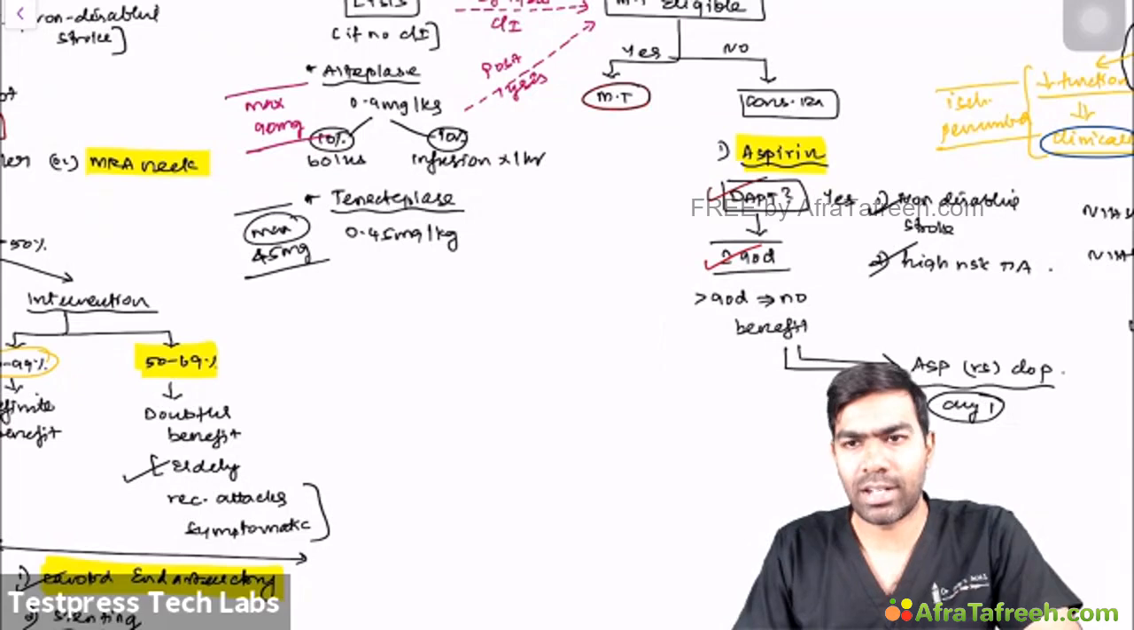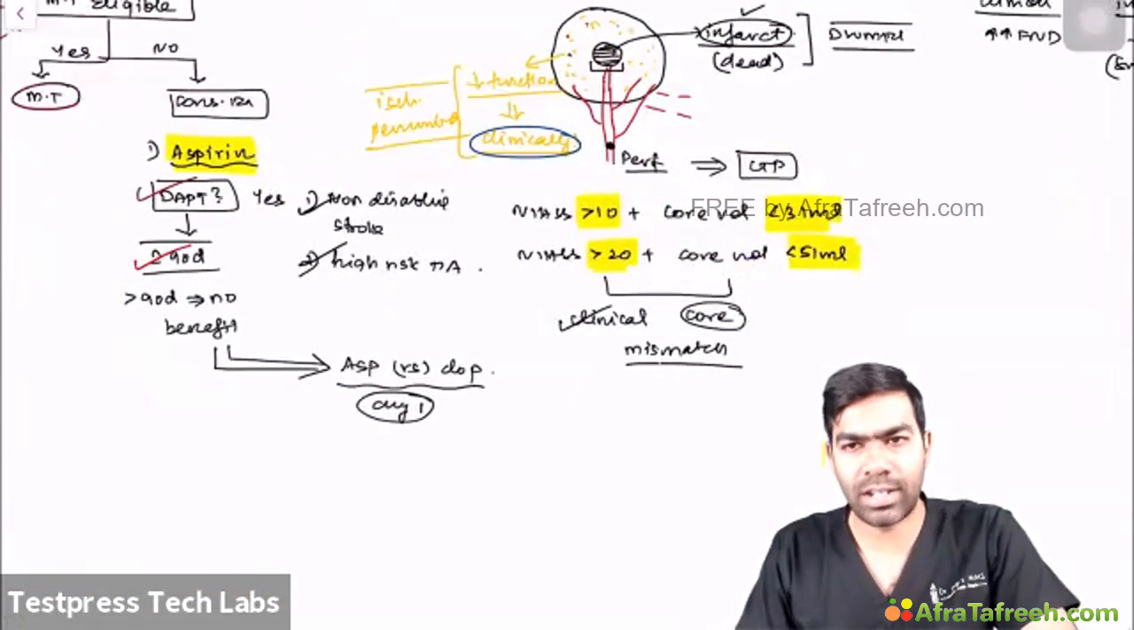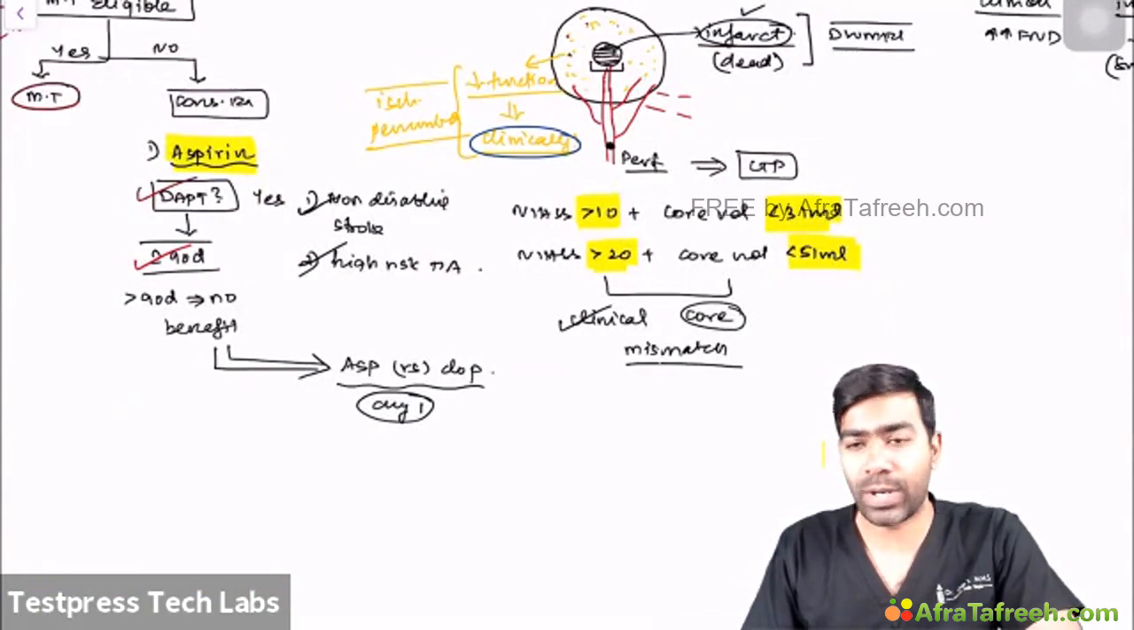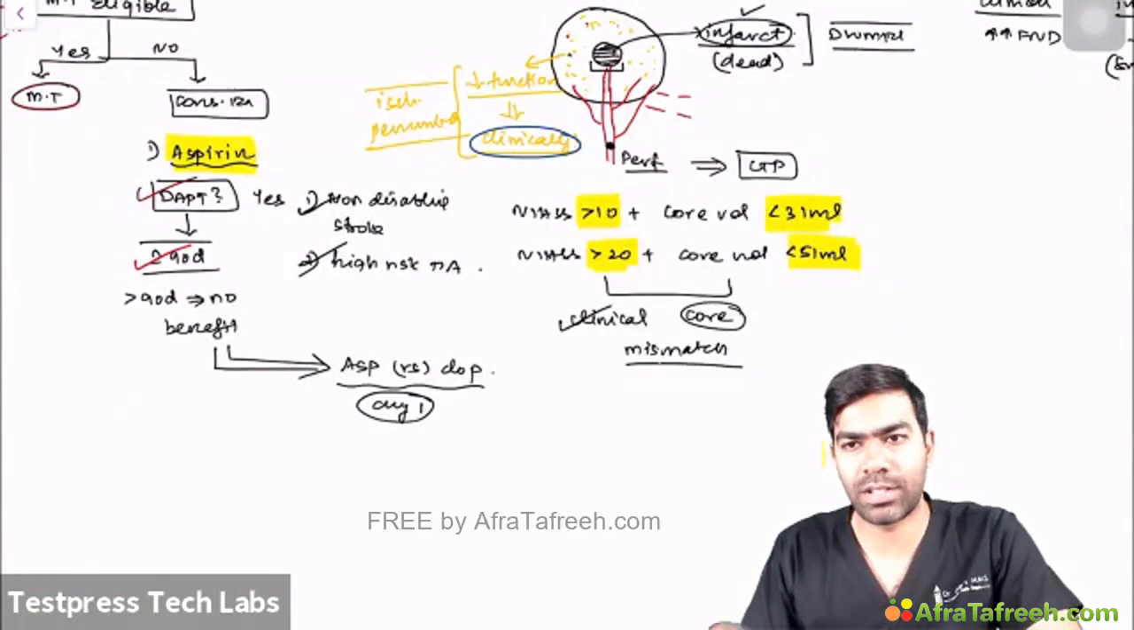Please show the NIHSS and infarct volume part. What is the difficulty in that? NIHSS and infarct volume, it's quite simple, isn't it? Anyone has difficulty in understanding this clinical core mismatch? No, right? You can understand.